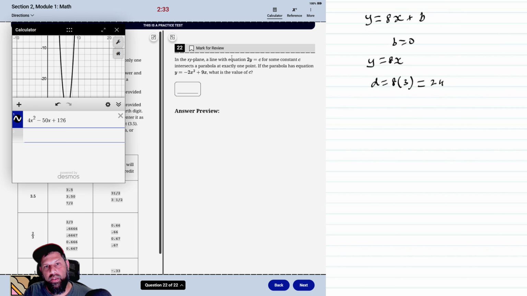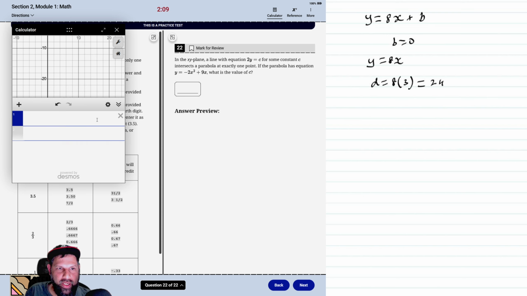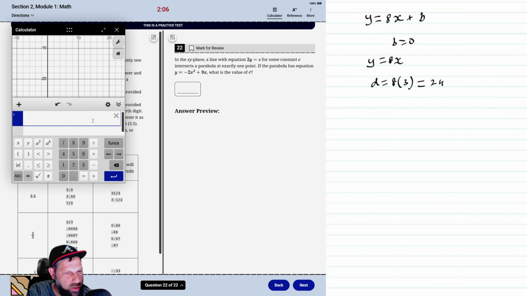2 minutes 30 remaining. We're given that in the xy plane, a line with equation 2y equals c for some constant c intersects a parabola at exactly one point. If the parabola has equation -2x squared plus 9x, what is the value of c? Okay, if a line intersects a parabola at only one point, it intersects at its vertex. So again, we'll be looking for the vertex.